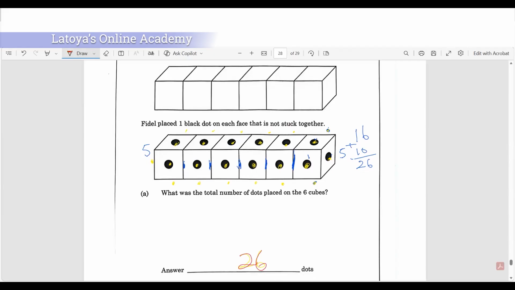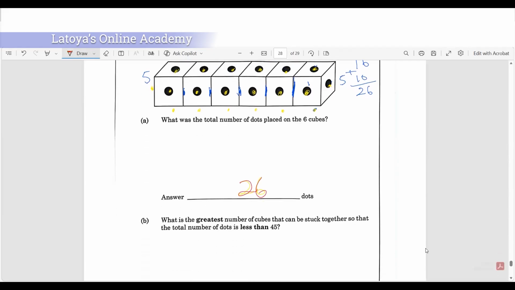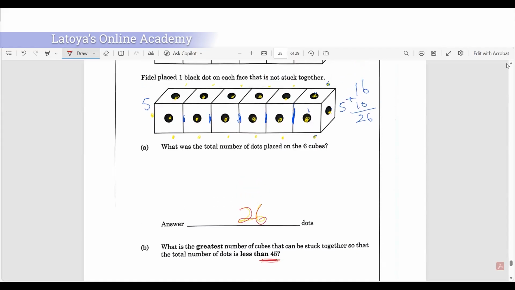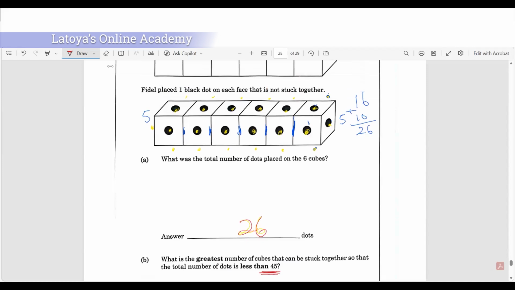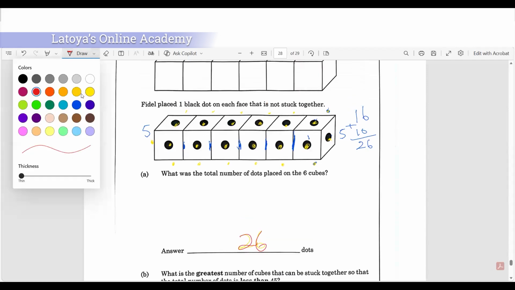Now let's see what part B of this question is asking us. What is the greatest number of cubes that can be stuck together so that the total number of dots is less than 45? So they want cubes to stick together, but they want the dots to be less than 45. What some persons will do, they'll say, well, okay, we'll continue the diagram that they have.